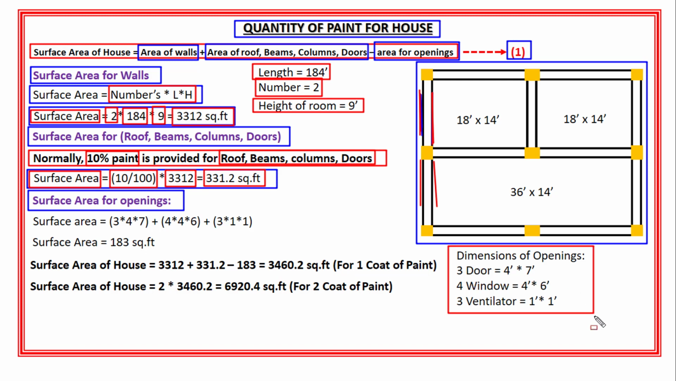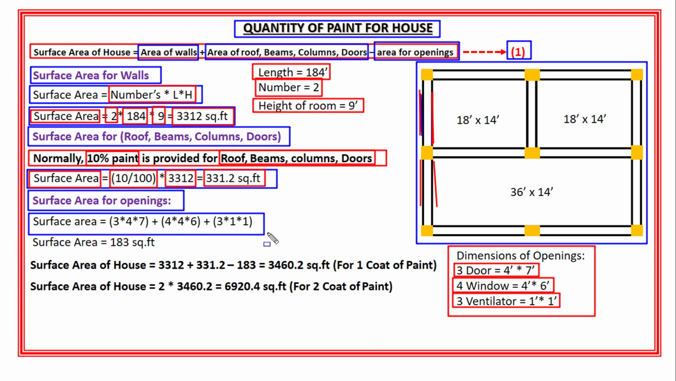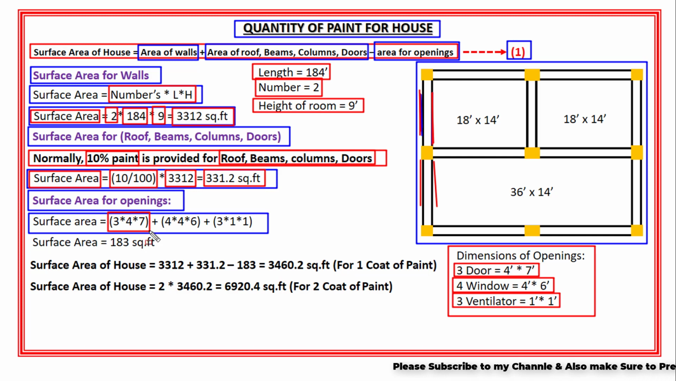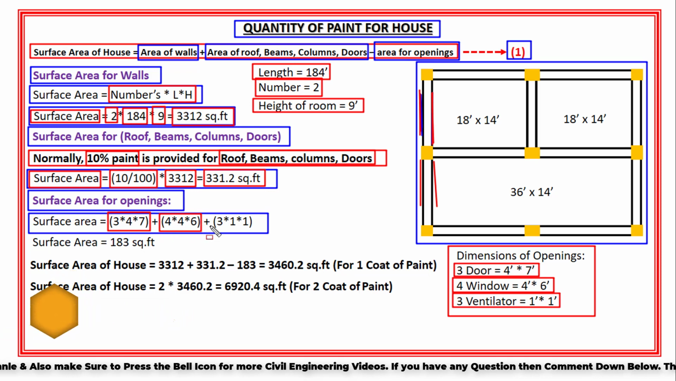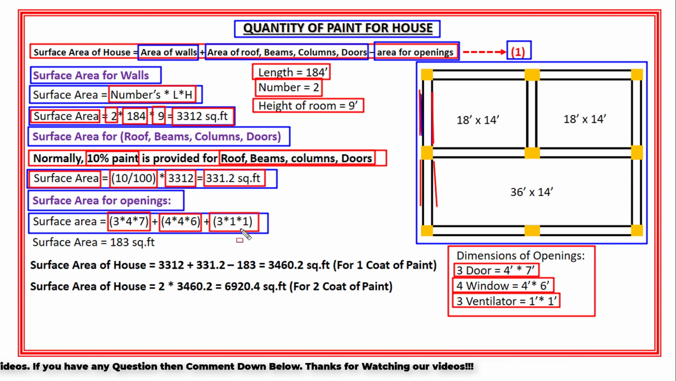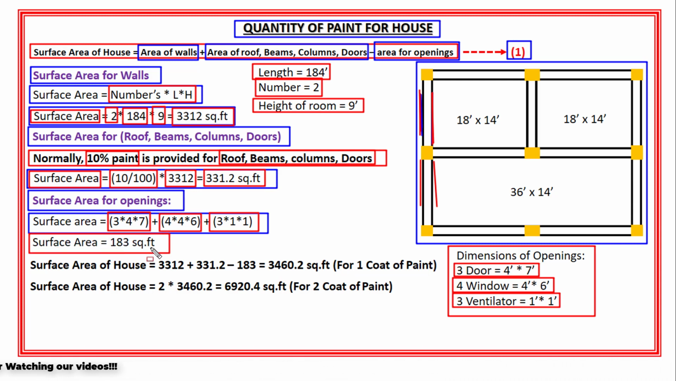Next is the area for openings. Now in this house, I have 3 doors of 4 feet by 7 feet, 4 windows of 4 feet by 6 feet, and 3 ventilators of 1 foot by 1 foot. So the area of openings is equal to area of 3 doors, which is 3 multiplied by 4 multiplied by 7, plus area of 4 windows, which is 4 multiplied by 4 multiplied by 6, plus area of 3 ventilators, which is 3 multiplied by 1 multiplied by 1, and the total surface area of openings will become 183 square feet.